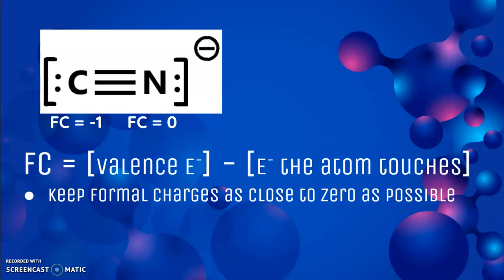Another tip or trick is to try and keep your formal charges as close to 0 as possible. Again, atoms want to have command over that perfect number of electrons. So the closer to 0 that you can actually get those numbers means that you're the closest to that perfect balance.